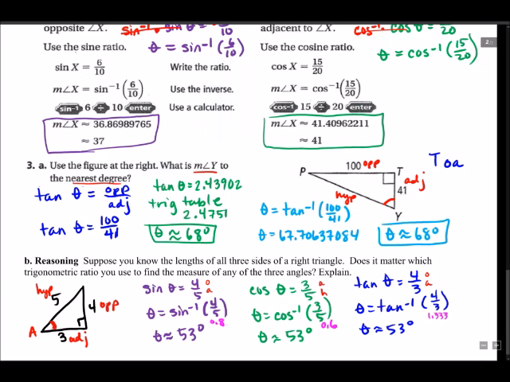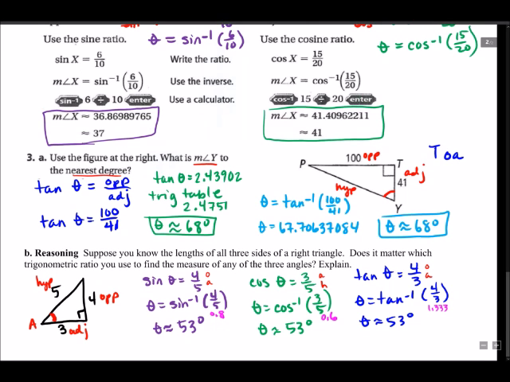So we do tangent theta of 100 over 41. And if I want to use my trig table, that fraction is 2.43902. The trig table closest is 2.4751, which is 68 degrees. If I'm using my calculator, theta equals inverse tan of 100 over 41, which is 67.7, which is about 68 degrees. Last problem here was not too bad.